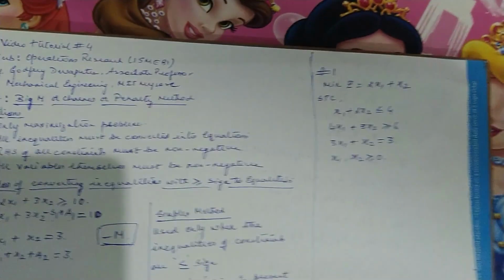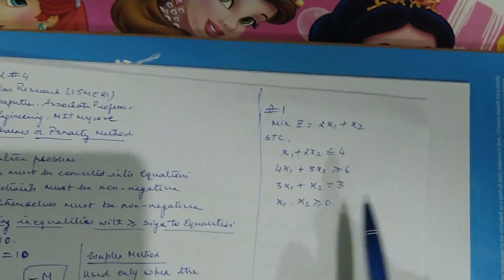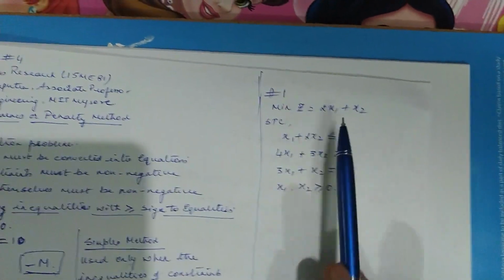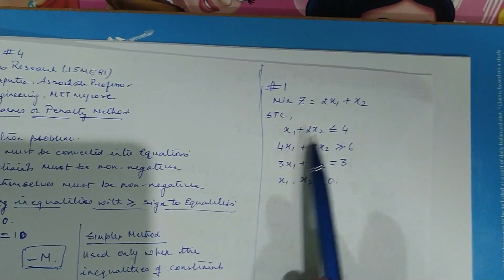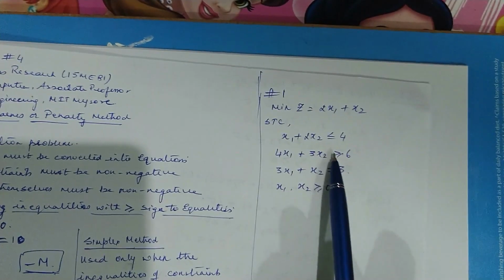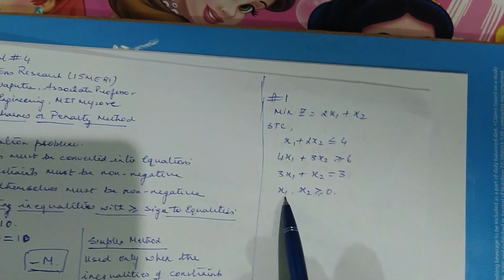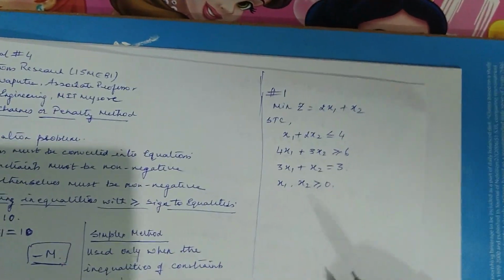Okay, now let me explain the solution of a problem. Here there is a problem which is given. Minimize z equals 2x1 plus x2 subject to the constraints x1 plus 2x2 is less than or equal to 4, 4x1 plus 3x2 is greater than or equal to 6, and 3x1 plus x2 is equal to 3. x1, x2 are greater than or equal to 0.